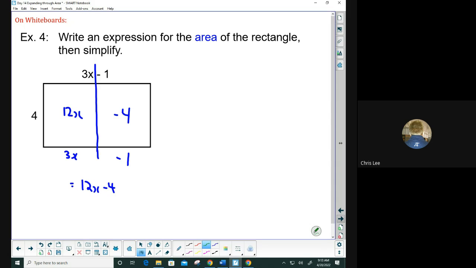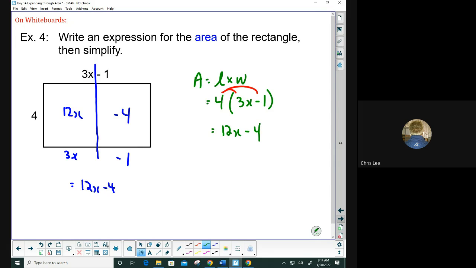Others saw area as length times width, which it is. And you can imagine one measurement is 4 and the width is 3x minus 1. And then now it looks like a question with a rainbow. And I see people actually rainbowing. Boom, boom. 12x minus 4.